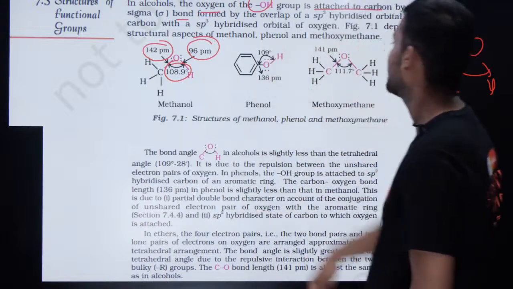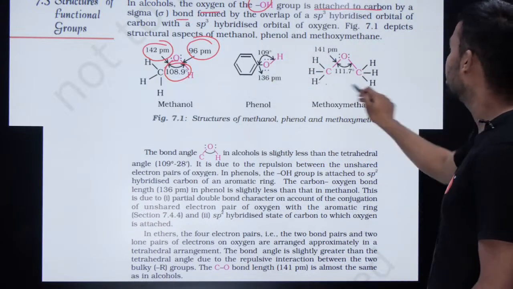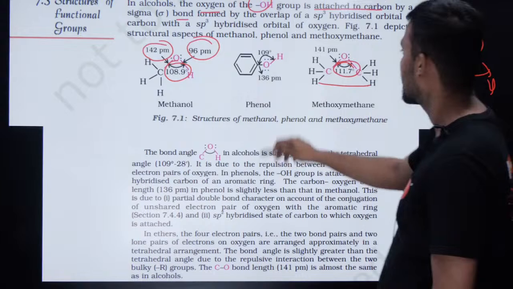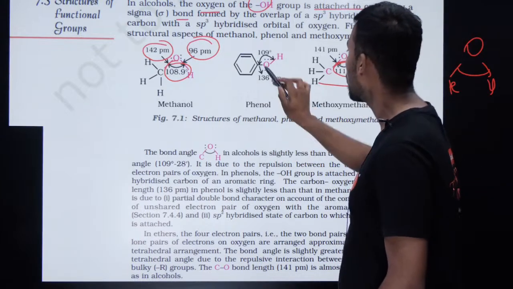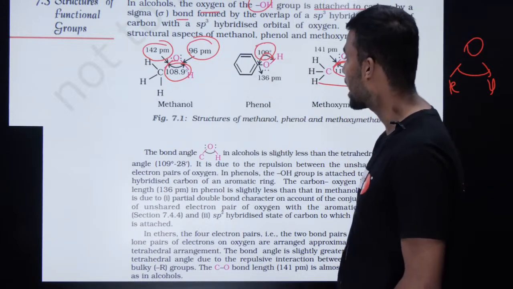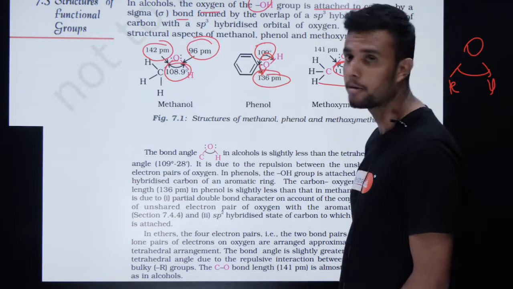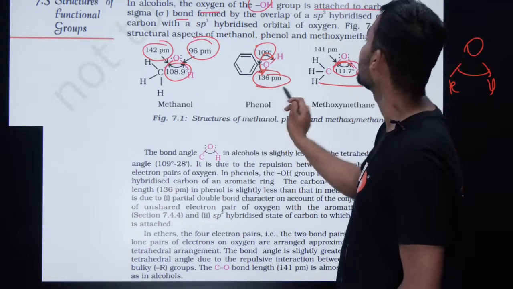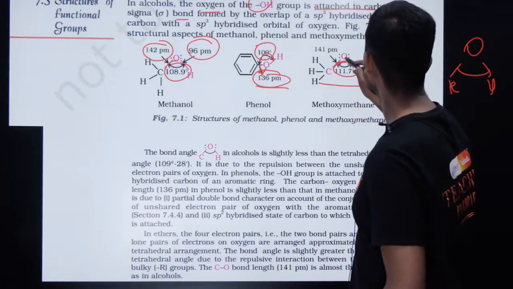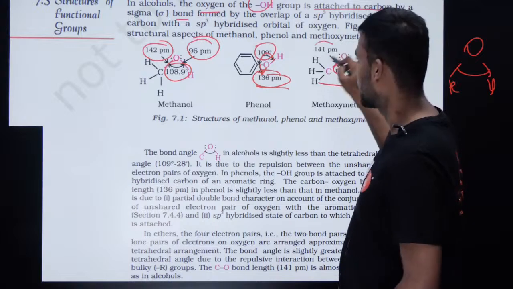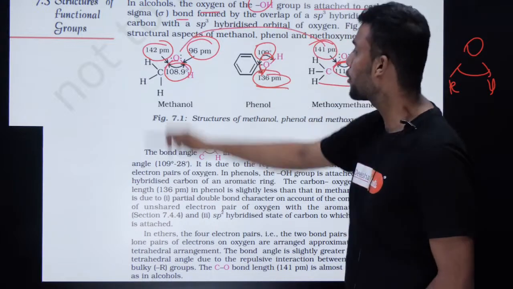Here also the same thing in phenol. Everywhere the bond angle is different. Look here. In the phenol case, the C-O-H bond angle is about 109 degrees, and the carbon-oxygen bond length in phenol is different. It is 136 pm. Here also, what is the bond length? It's 141 pm. These two are approximately equal.